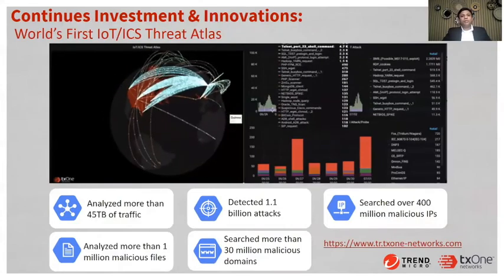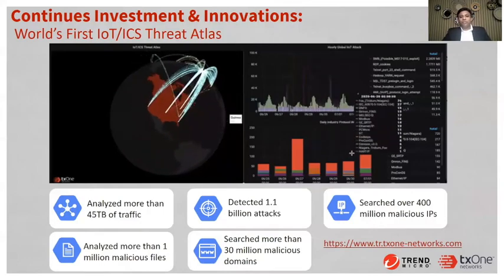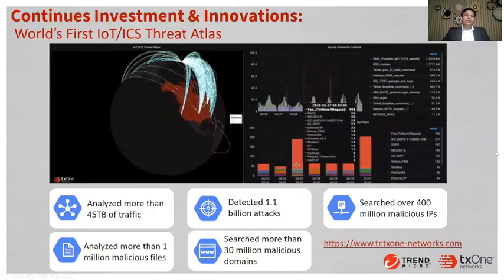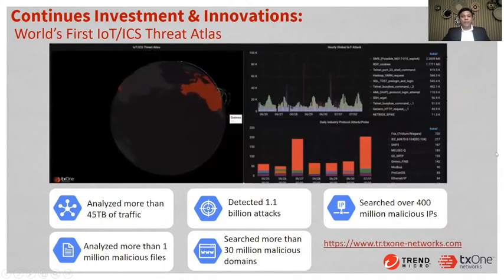So we're the first in the market to come up with an IoT and ICS threat atlas. If you go to the website, www.tr.tx1-network.com, you can see the latest attacks happening around the globe in terms of OT protocols, the types of attacks targeting specific networks, and so on, listed there.